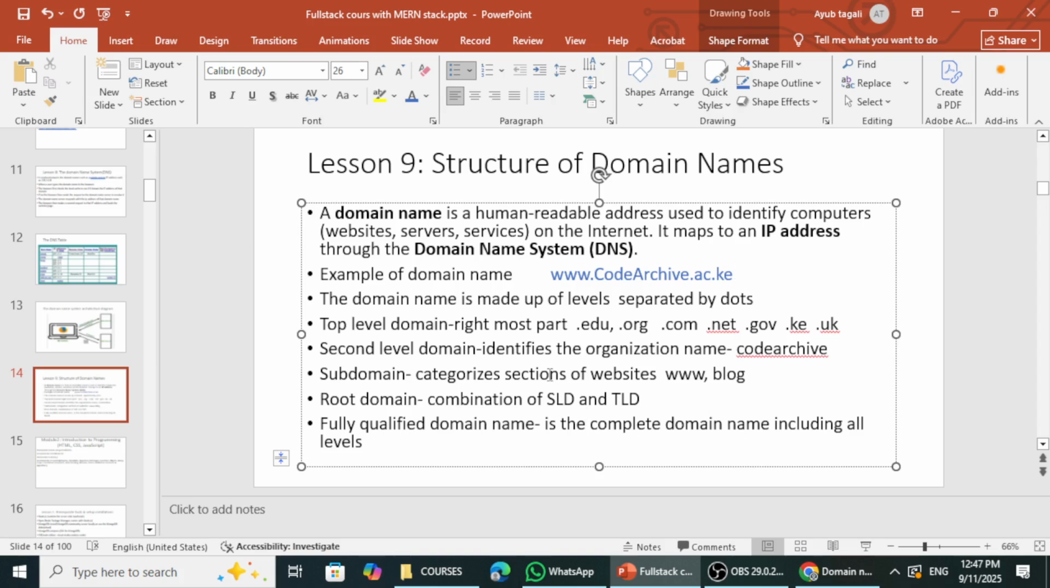Alright, so these are the different parts of the domain name, and that is what we call the structure of the domain name. The structure has the top level domain, the second level domain, the subdomain, the root domain, and then the combination of all these levels forms the fully qualified domain name.